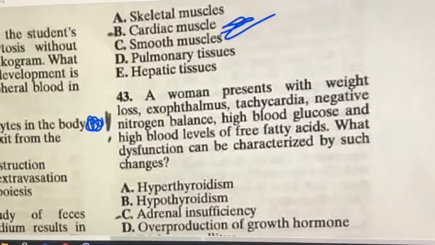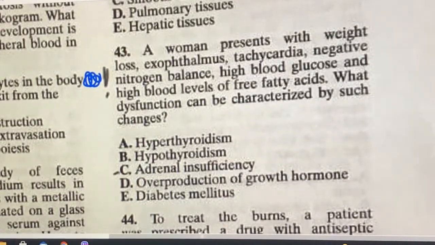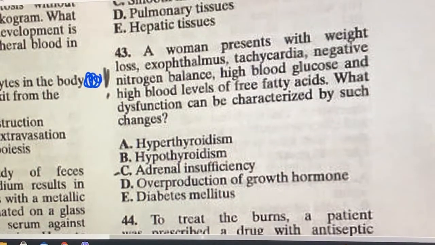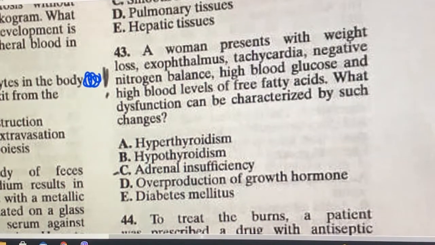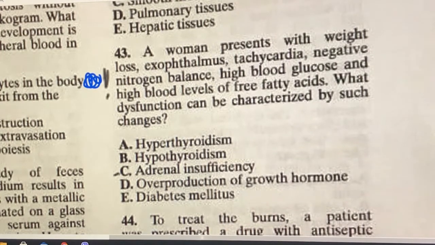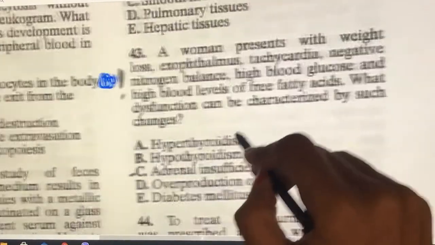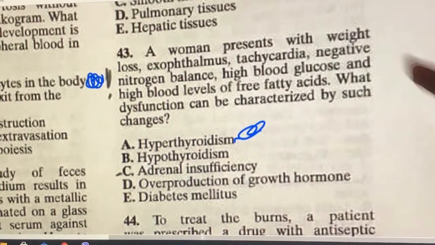Question number 43. A woman presents with weight loss, exophthalmos, tachycardia, negative nitrogen balance, high blood glucose and high blood levels of free fatty acids. What dysfunction can be characterized by such changes? You will see that exophthalmos is because of hyperthyroidism, when there is an increase in thyroid hormones. So the answer is A, hyperthyroidism.